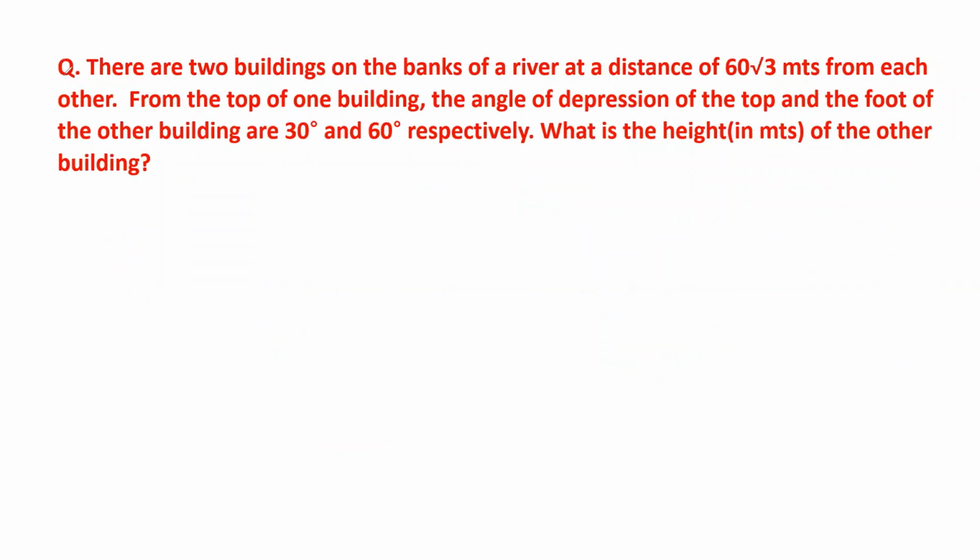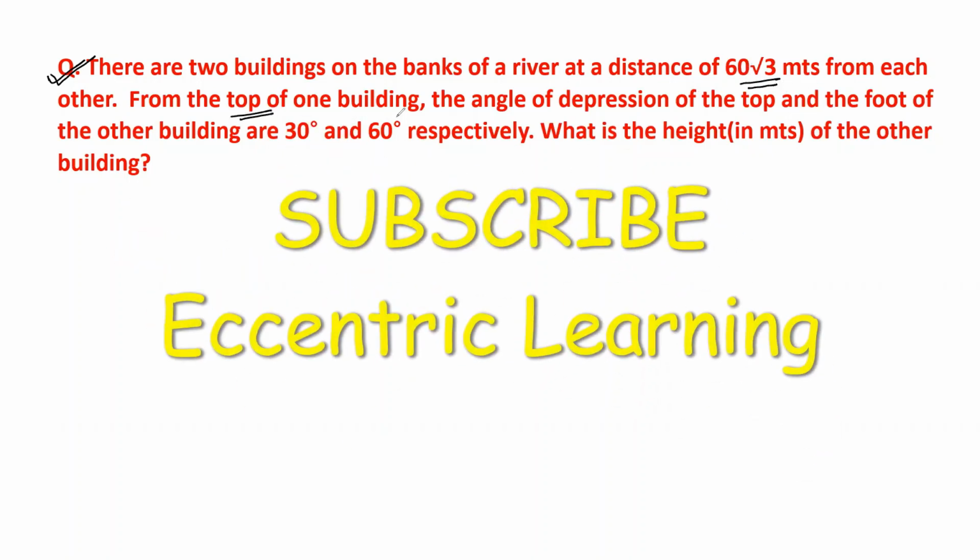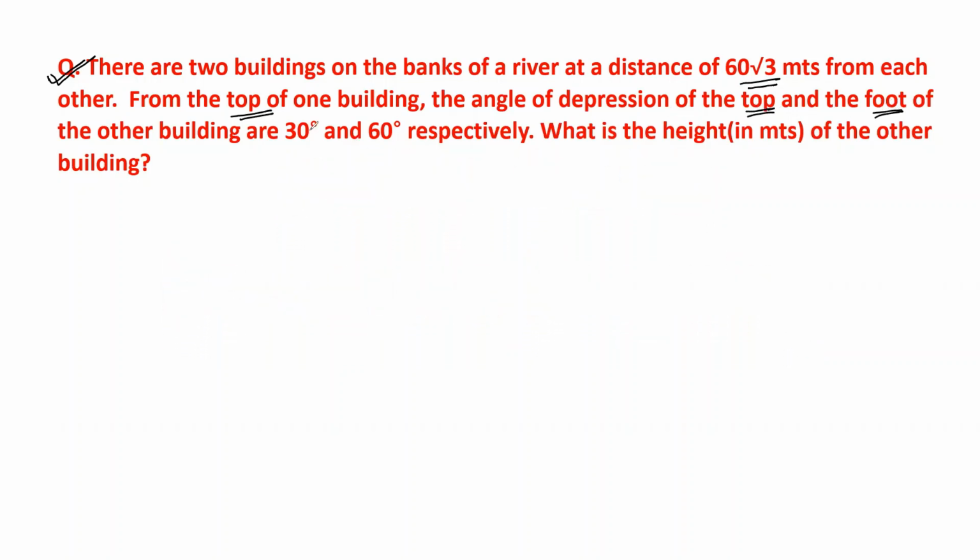Now let us see one more question on this topic. There are two buildings on the banks of a river at a distance of 60 root 3 meters from each other. From the top of one building, the angle of depression of the top and the foot of the other building are 30 degrees and 60 degrees respectively. We need to find what is the height of the other building.